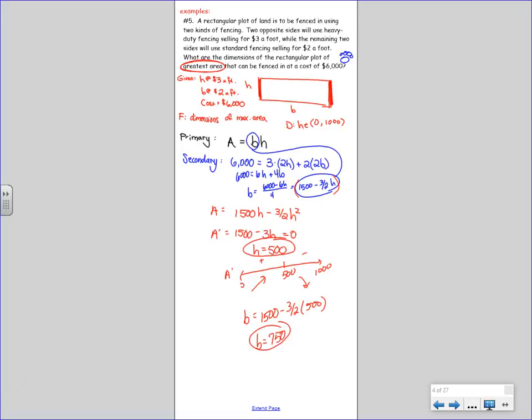So my final answer, if I was to state it in a nice sentence form: my area will be maximized when the dimensions of the rectangular plot are 500, what am I labeling stuff in? It's feet. A foot, good. 500 feet by 750 feet. Am I multiplying? No, it's just a silly way of writing dimensions, right? Write the word by. 500 by 750.